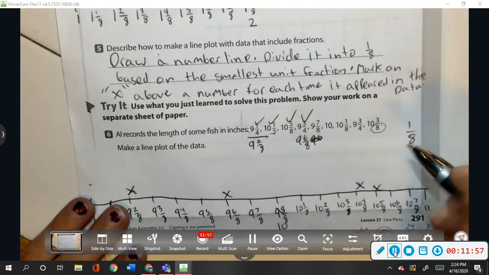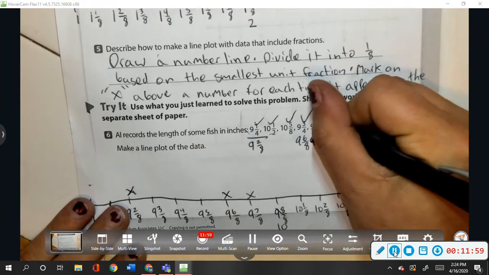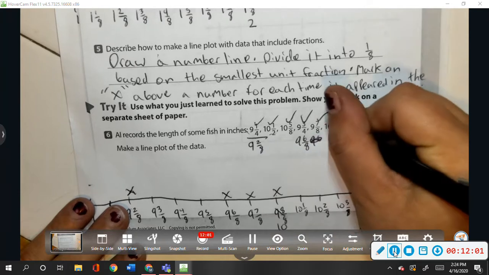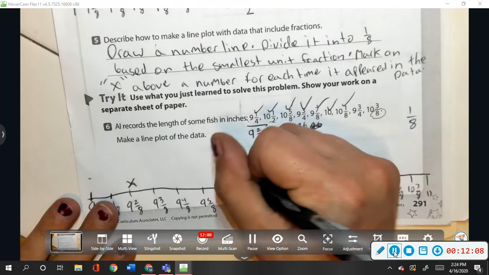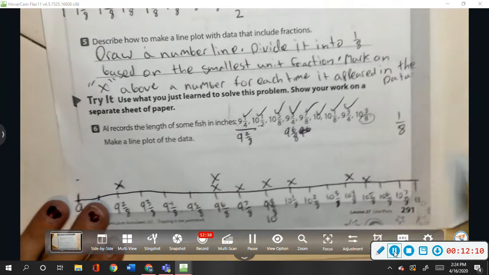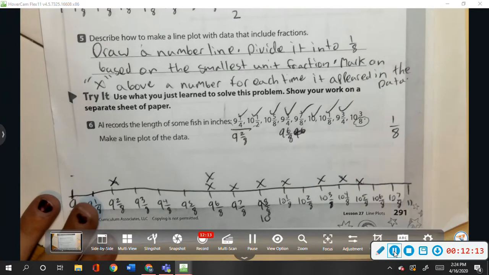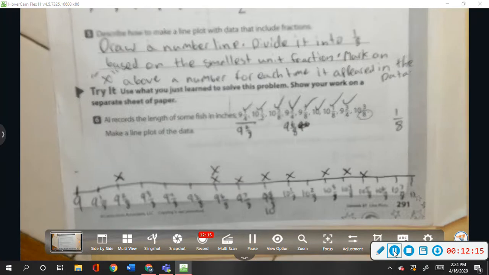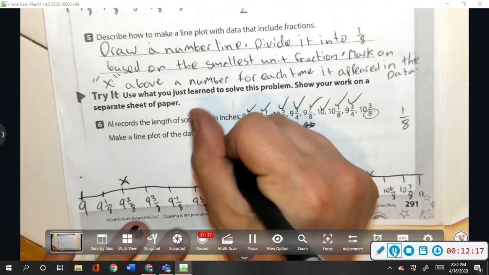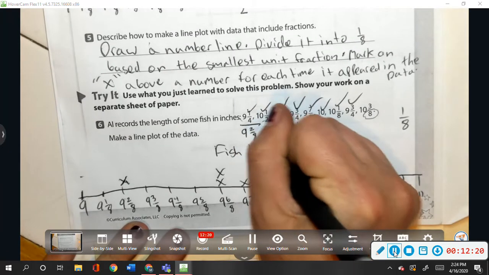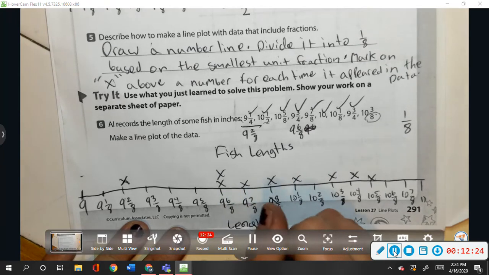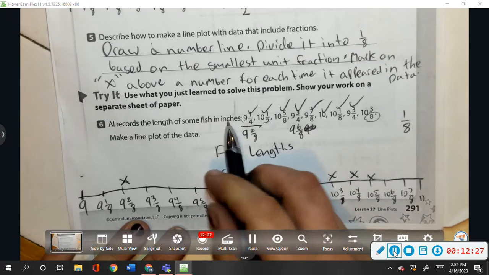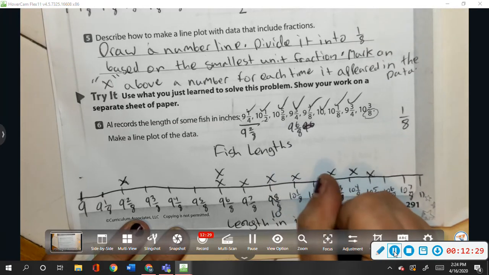Got you. 9 7/8. 10 1/8. And another 9 3/4, which is 9 6/8. And then 10 3/8. And that's all we need to do. Make sure you label it. These are the fish lengths. And these are lengths in inches. Beautiful.